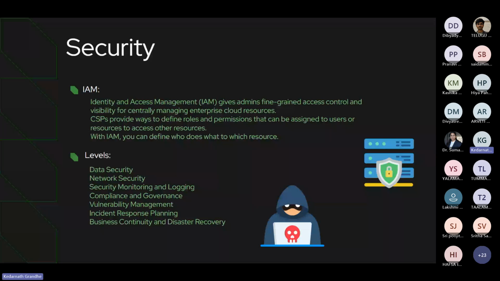In network security, we just saw VPNs, right? Access control lists, and firewalls. Those are all network security only. So security monitoring and logging, you can monitor cloud resources for suspicious activity, and there is audit logging as well. So who is doing what, like using admin credentials for what, all these come under audit logging.